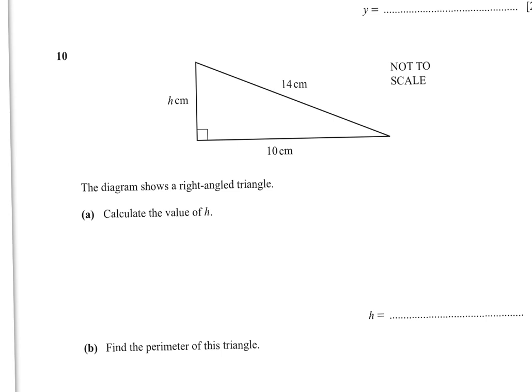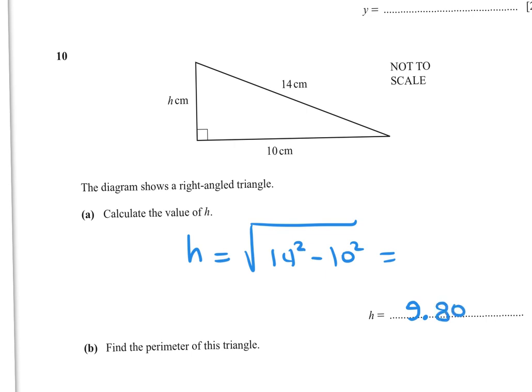Number 10, Afifa. The diagram shows a right angle triangle. Calculate the value of h. Yes, how to find h? We can use the Pythagoras theorem. So to find h, the square root of 14 squared minus 10 squared equals 9.8 to three significant figures. Yes, sir, it's 9.80 to three significant figures.